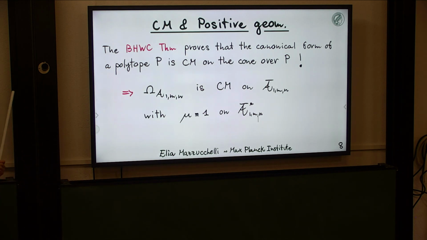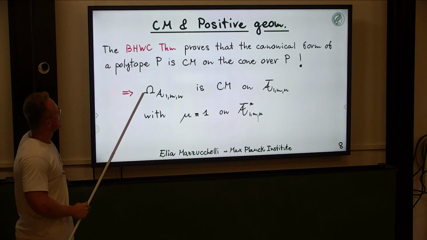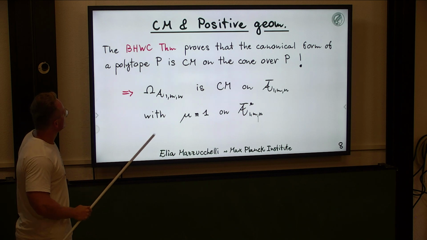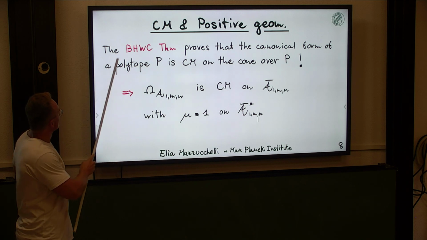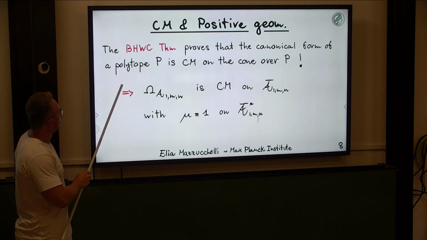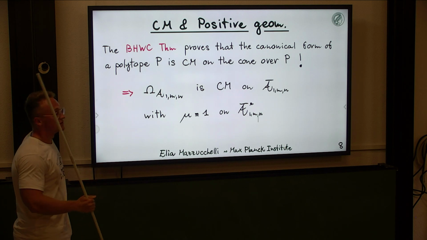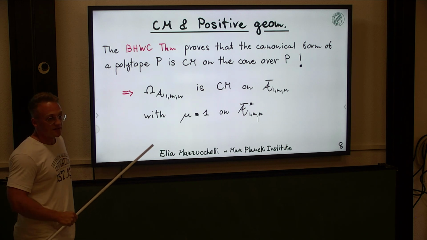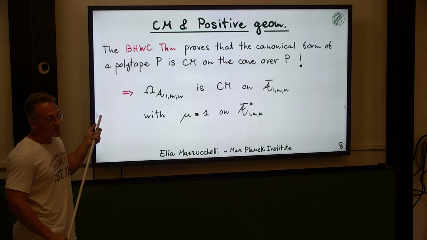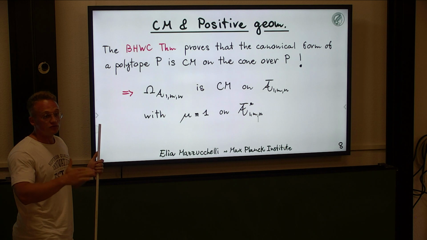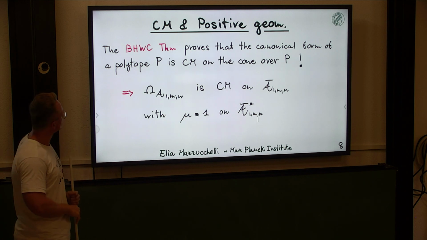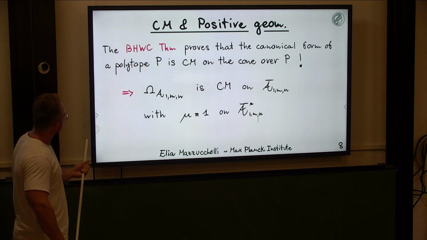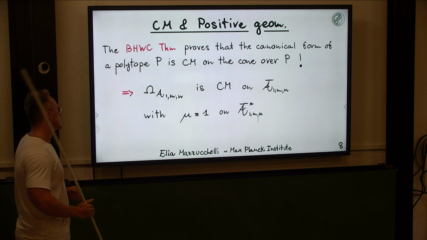So, yeah, the connection between complete monotonicity and positive geometry is really given by this theorem, because, for example, it proves that the canonical form of a polytope is completely monotone on the cone over the polytope, because we have this Laplace integral representation with measure equal to 1 on the dual cone. So we can really say that the canonical form of a polytope is completely monotone on the cone over the polytope.